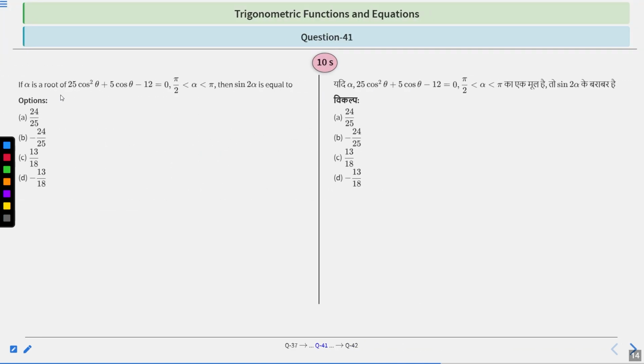Now let's move to the next question, question number 41, which says: if alpha is the root of 25 cos square theta plus 5 cos theta minus 12 is equal to 0, and alpha is between pi by 2 to pi, then sine 2 alpha is equal to.